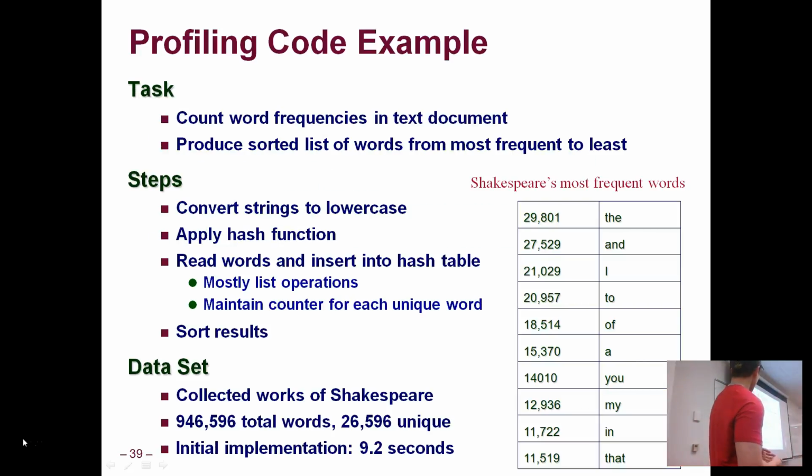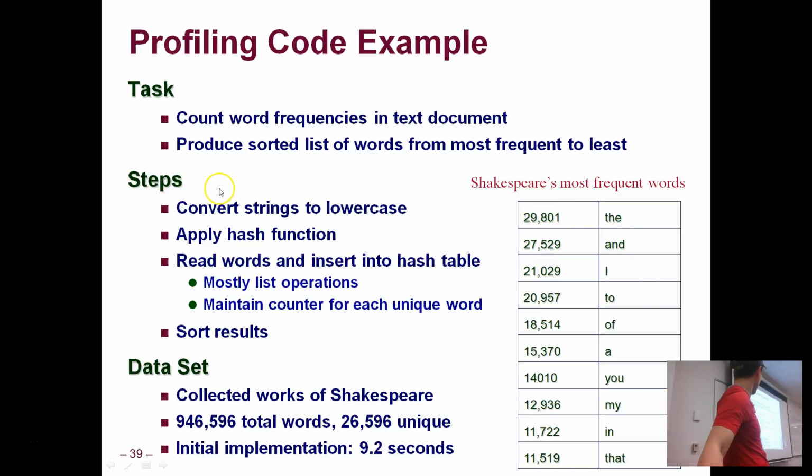The example we're going to use is Shakespeare. So you have a program that counts all the word frequencies in a text document and then produces a sorted list of words from most frequent to least frequent. So basically a histogram of all the words in Shakespeare.